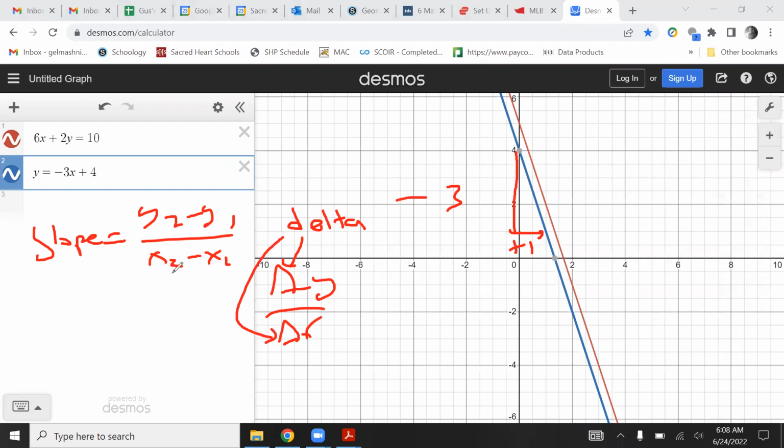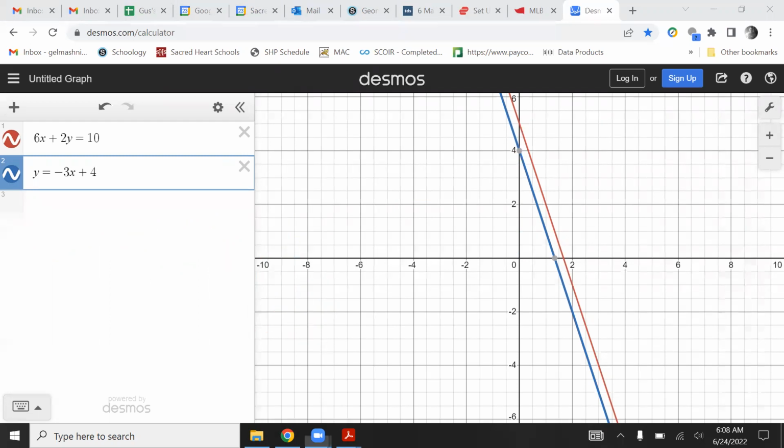And then, of course, change in x or change in y, or x2 minus x1. So you can always pick two random points on the line, take the difference in y's, difference in x's, and then divide the change in y by change in x. That will be your slope. And the red line does the same thing. Goes down 3, right 1. So that's what makes it parallel.